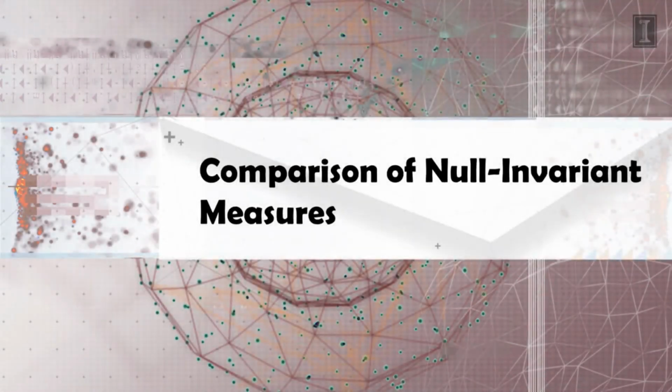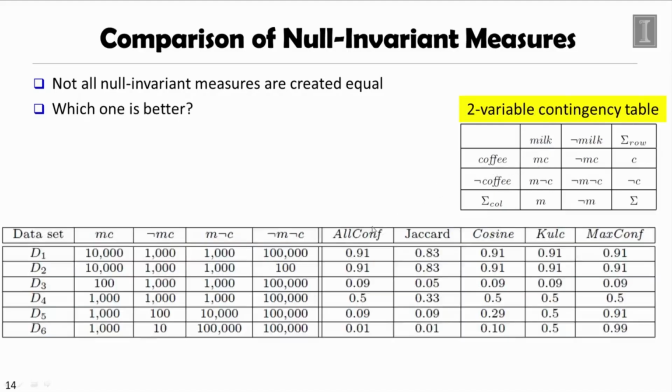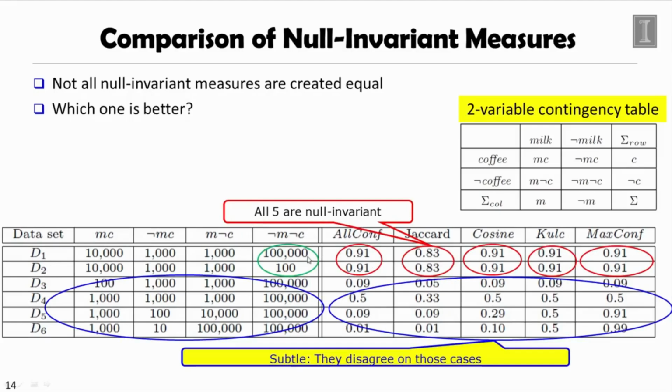Now we come down to comparing those null-invariant measures. Which one is better? We can probably sense that not all null-invariant measures are created equal. So we want to see which one is better in all cases. Let's examine the two-variable contingency table on the transactions containing milk and coffee. Let's look at the case in this data set. First, you look at D1 and D2. You can probably see the differences are only in the number of null transactions.